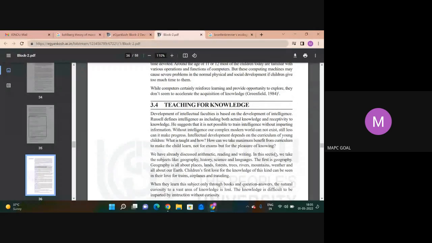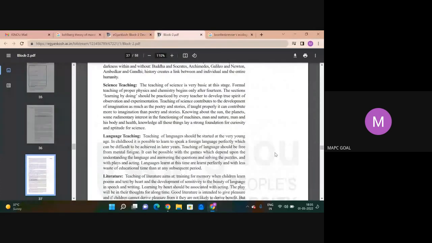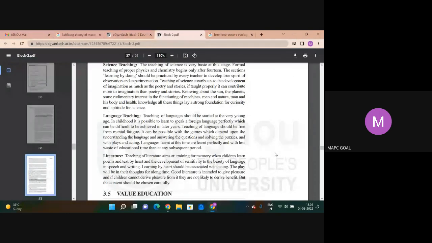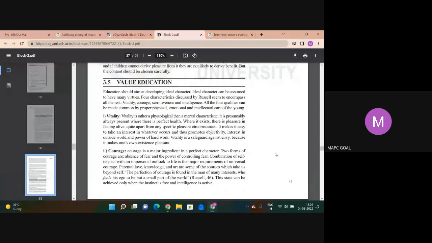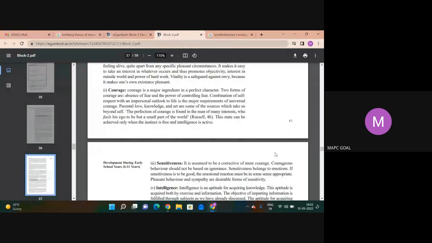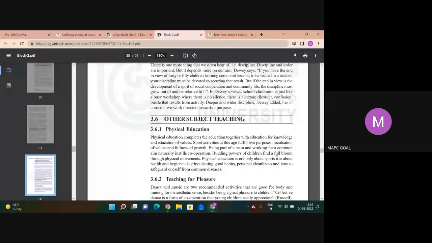They're also taught different languages. Teaching for knowledge like geography, history, science, language teaching, and literature all has to be done before 12 years, so that they understand their interests and what they are capable of, and which subject is better for them. In value education, your moral science, vitality, courage, sensitivities, intelligence, and curiosity also have to be looked after. It's research supported by DVA, and they talked about different criteria that make a child effective in their studies.